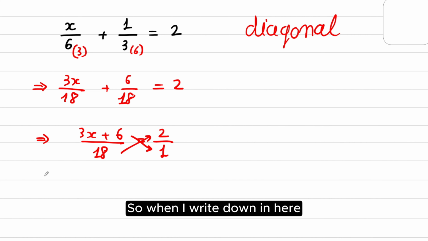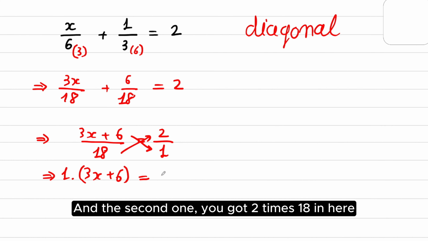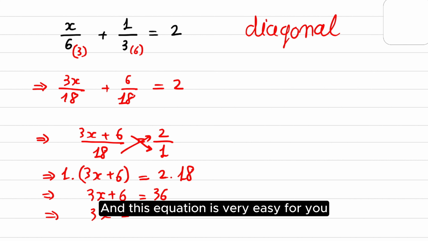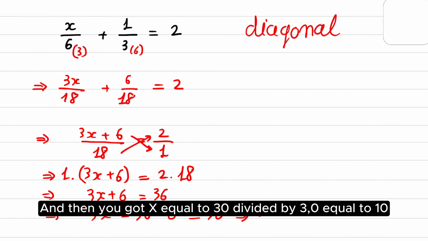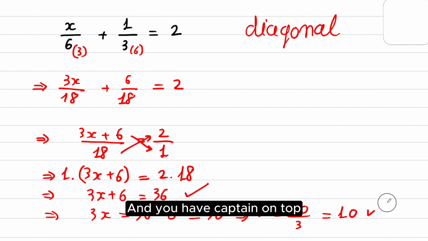So when I write it down here, I take 3x plus 6 multiplied by 1. And for the second one, you get 2 times 18 here. And then you get 3x plus 6 equal to 36. This equation is very easy for you now, you have learned it a lot. And then you get x equal to 30 divided by 3, equal to 10. That's why you can change from the fraction into a linear equation.